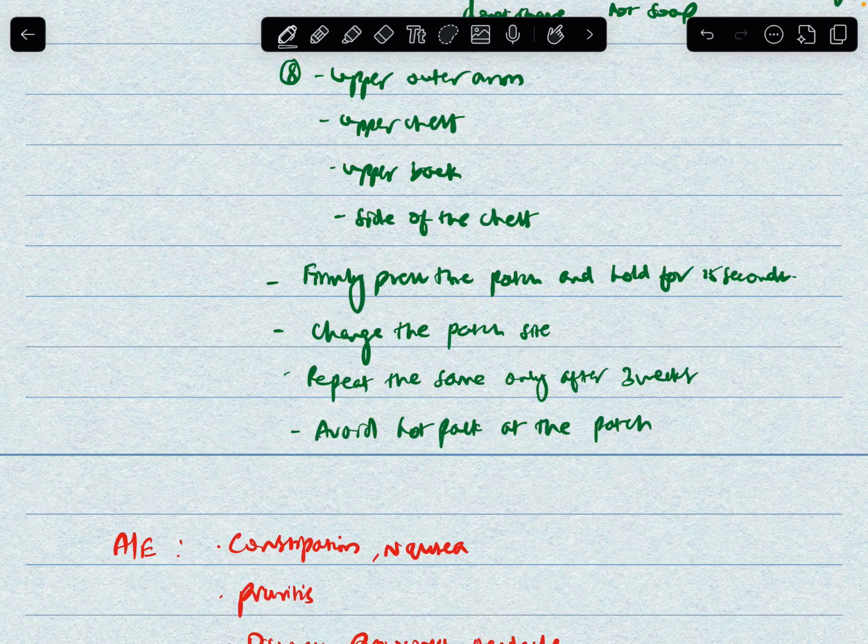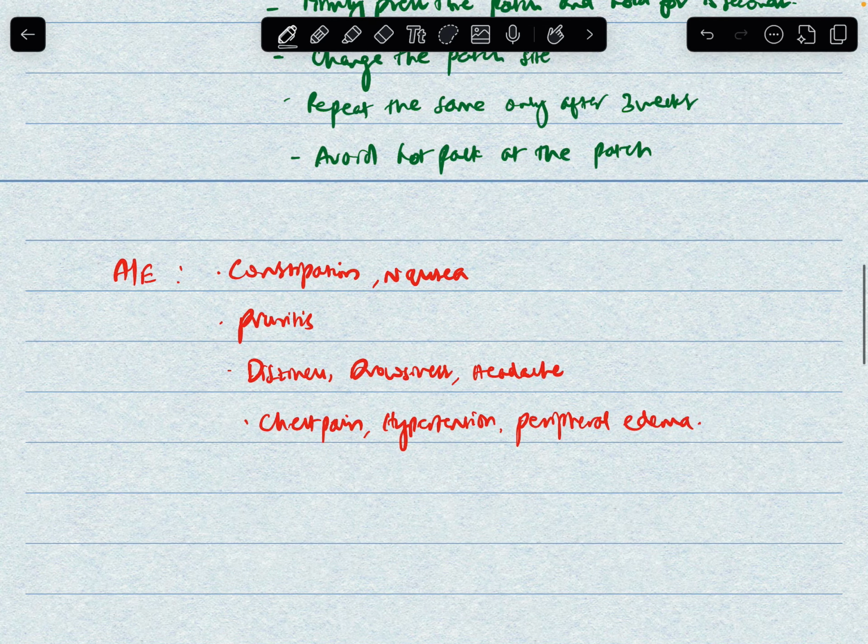And now let's look at the different adverse effects that this buprenorphine patch can cause. It can cause constipation, nausea and local pruritus, dizziness, drowsiness and headache, chest pain, hypertension and peripheral edema. And these are some of the side effects that we can expect with the use of the transdermal patch.